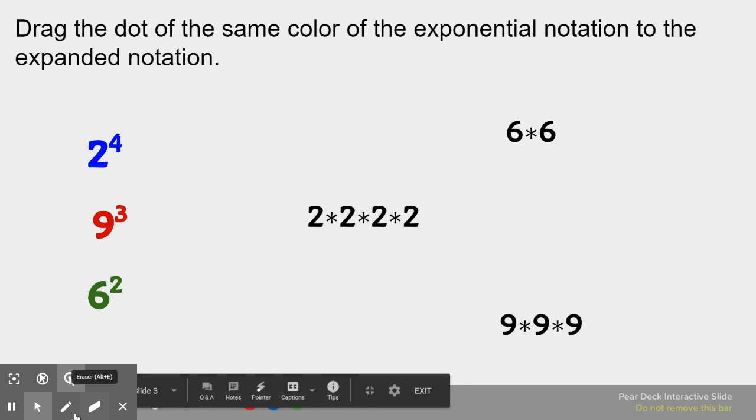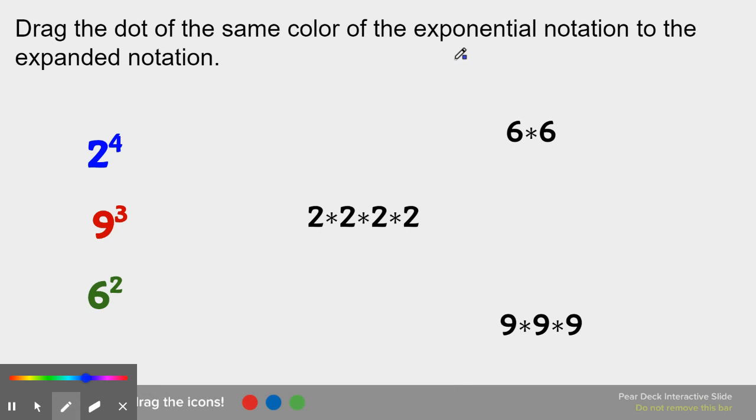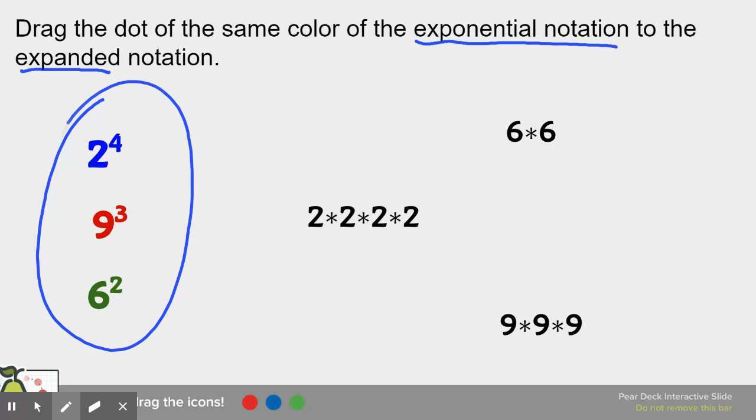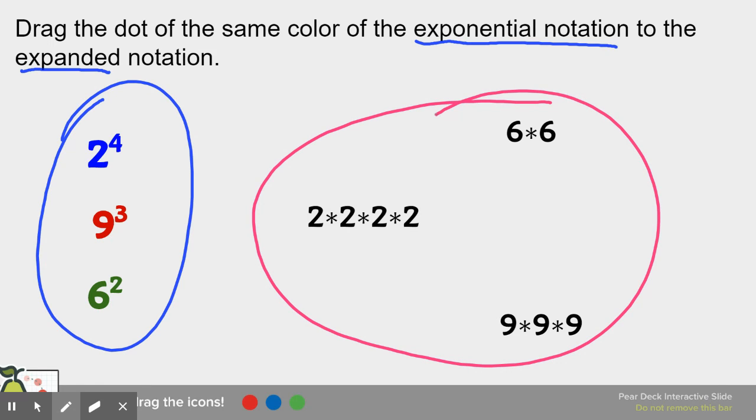All right, now before we look at these examples, let's talk about these words here. Exponential notation and expanded notation. Exponential is going to refer to these examples here, okay, where we are using exponents. Expanded notation is going to refer to these examples here, where we have the numbers written out. So expanded gets bigger and bigger.